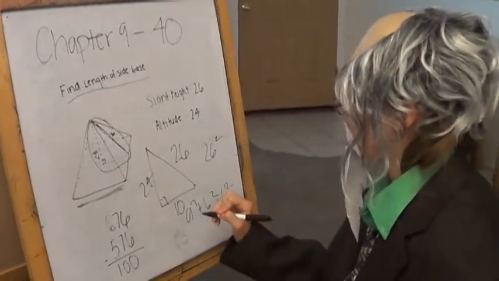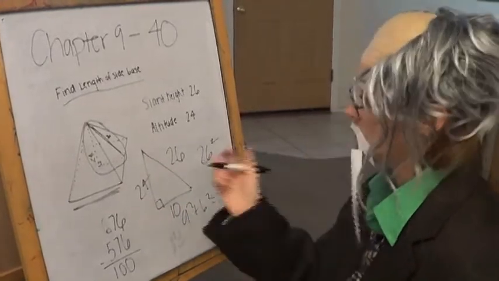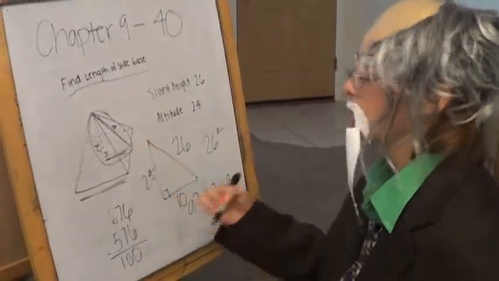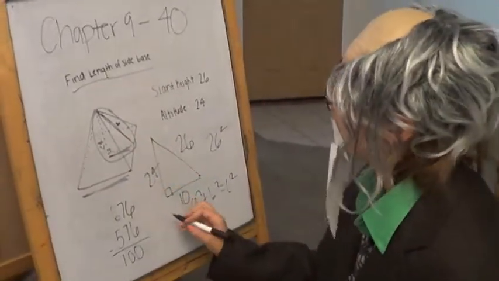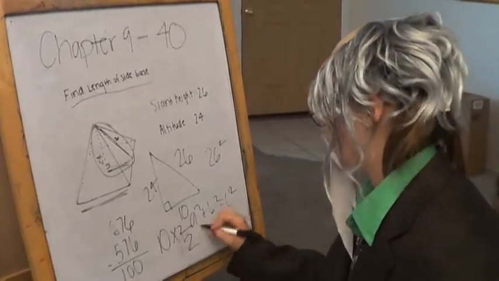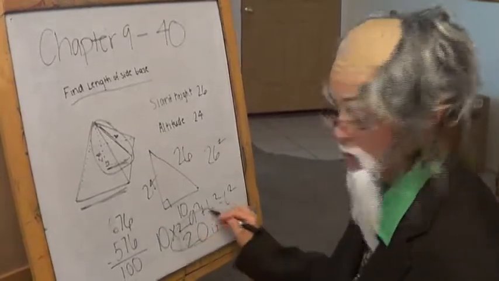That is the length of the base, which is only half the base of the whole pyramid. So you're not done yet. You need to times that by 2, which equals 20. So your answer, my children, is 20 units.